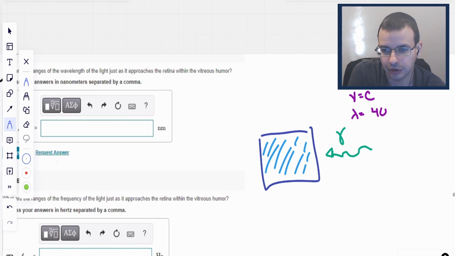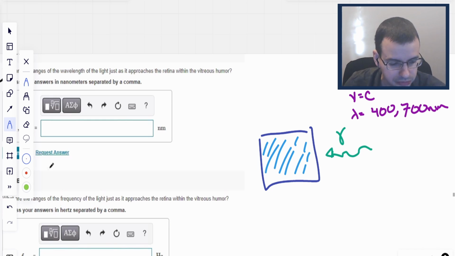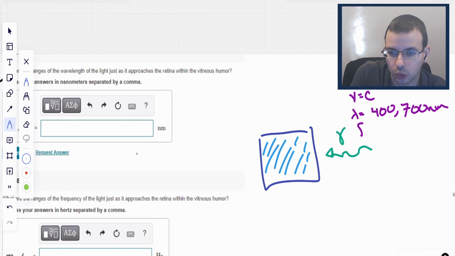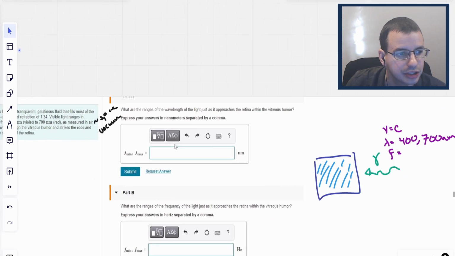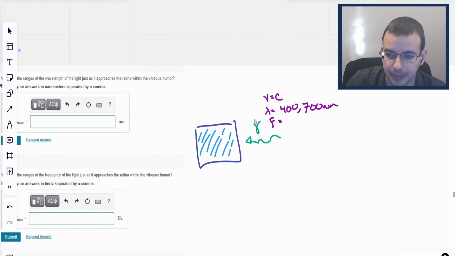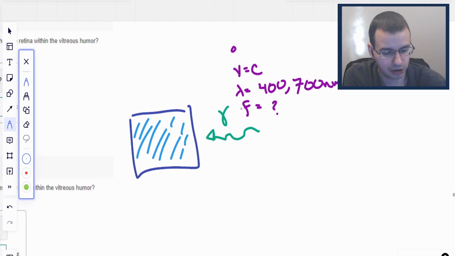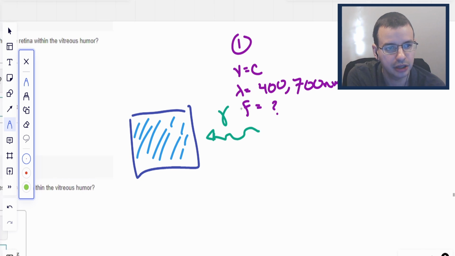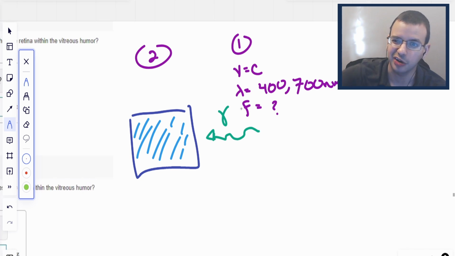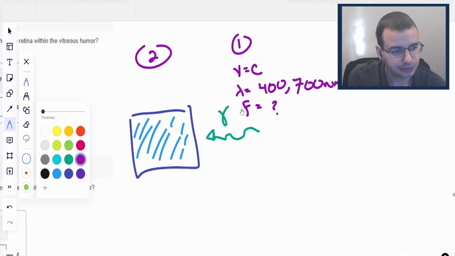Wavelength is either 400 or 700 nanometers, and then the frequency we can find. So, 400, 700 nanometers, frequency equals question mark. I'm going to call this outside area 1, and inside the vitreous humor, area 2, just for convenience. For starters, I'm going to find the frequency.